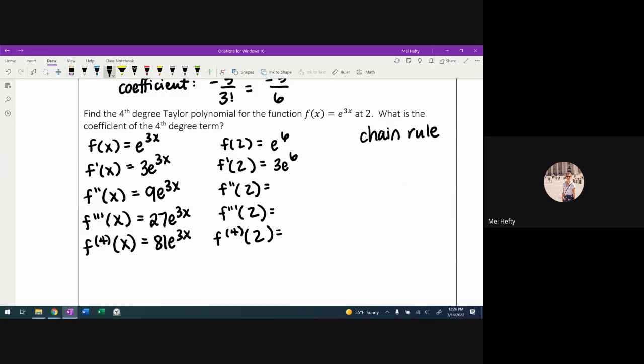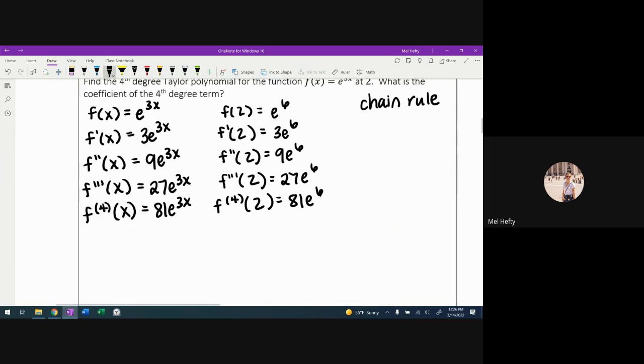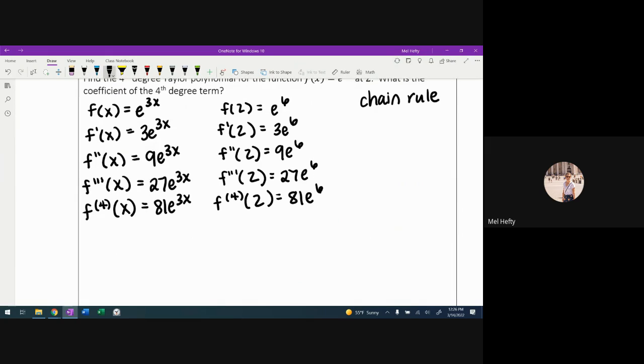I chose this example mostly because these numbers don't have to be nice. So just a warning, they don't have to be nice integer numbers. Usually they will be, but they don't have to be. So I would like to try to write p sub 4 of x, our 4th degree Taylor polynomial.